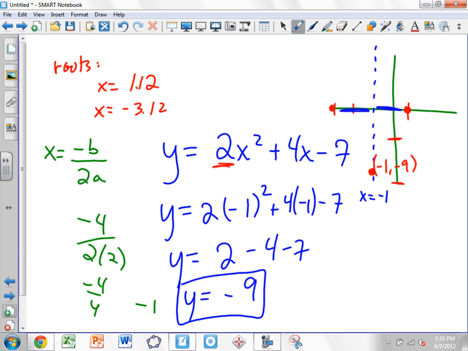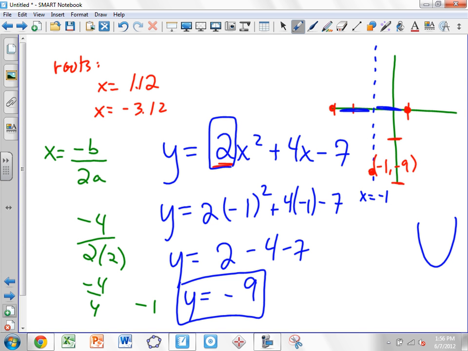It's going to what? Okay, it's going to definitely open up. Why is that? Yeah, very good. A is positive, people. Look here in the front. When it's a positive leading coefficient, it opens up. It's concave up. When it's a negative in the front, it opens down. It's concave down.